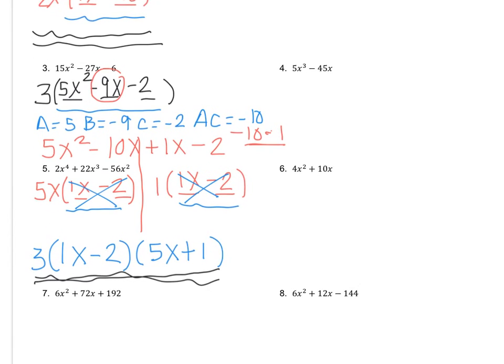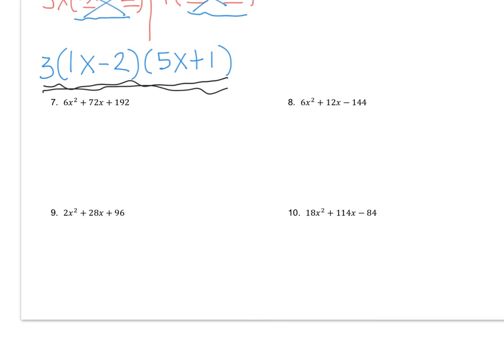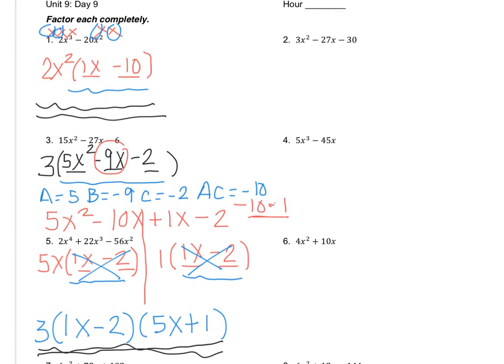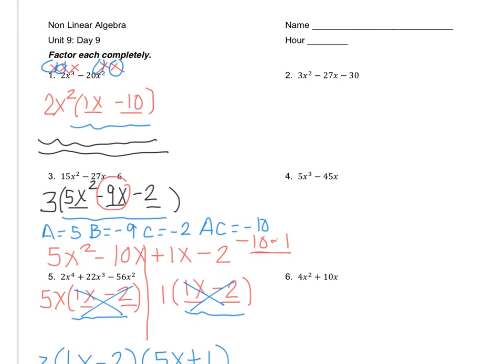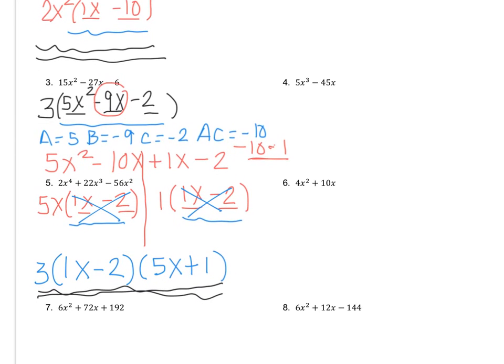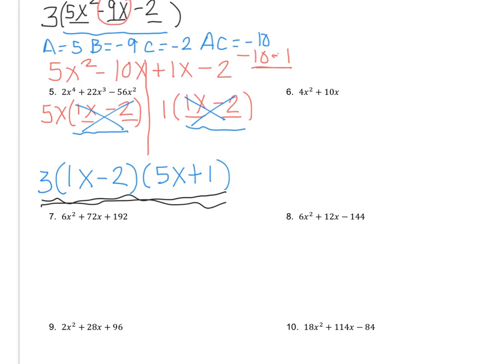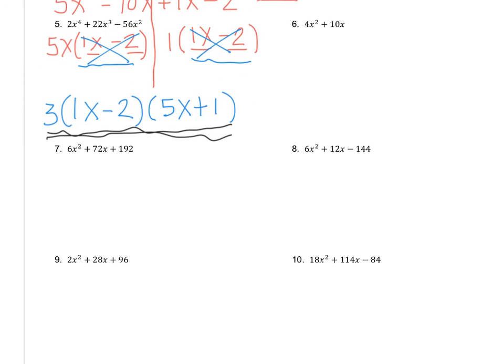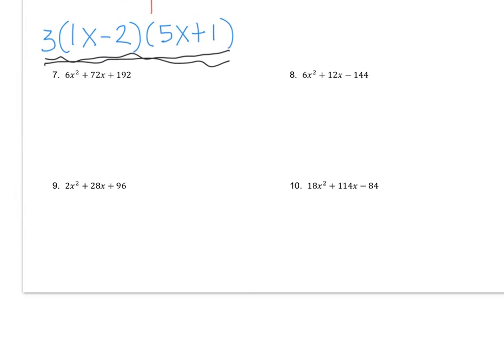All right, let's see what else we have in this. Looks like everything else on this worksheet is the exact same type of problem. Look for greatest common factor, then look to see if you have a trinomial that you can factor with AC method, or see if there are any difference of squares.